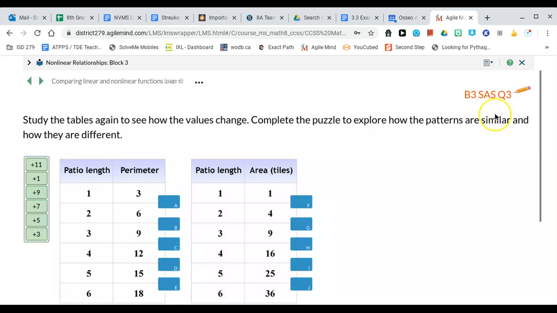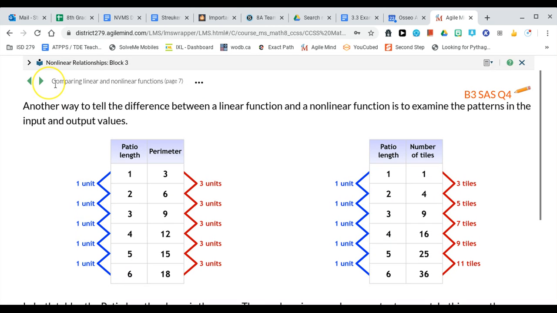Sorry, we can go back here. This was question number 3. Remember, this was question number 3. All right, question number 4.